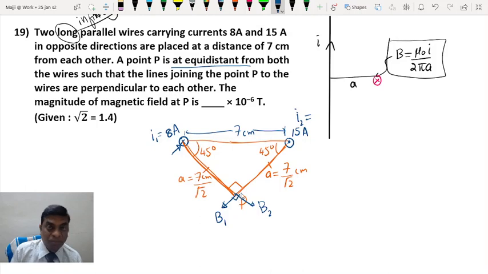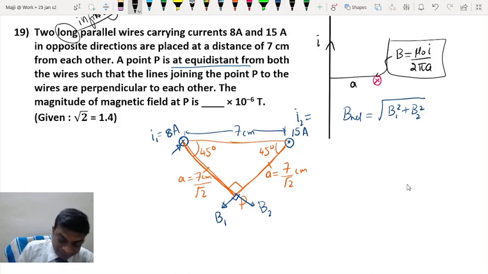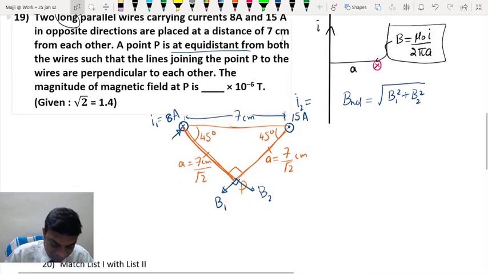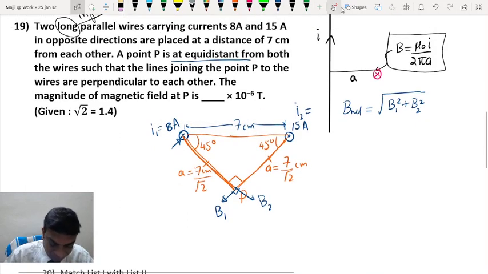So you can see B1 and B2 are at right angles to each other. The resultant field, that is the net field, can be obtained by applying the Pythagoras theorem. When two vectors are at right angles to each other, you know how to calculate the net. Let us calculate B1 and B2 separately and then we'll check what we can do.